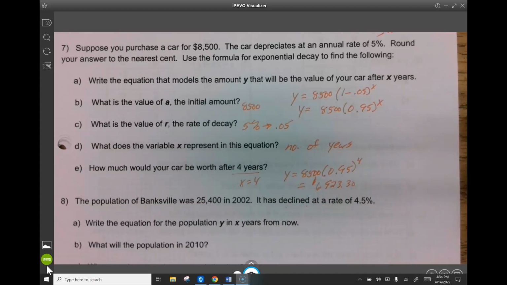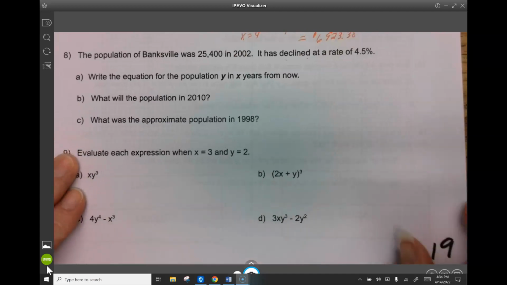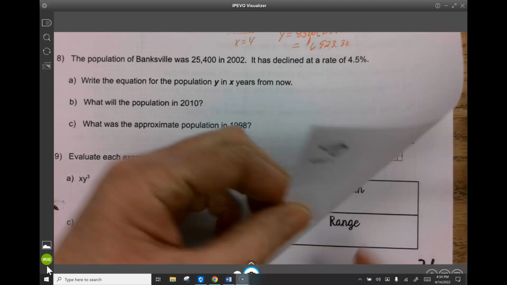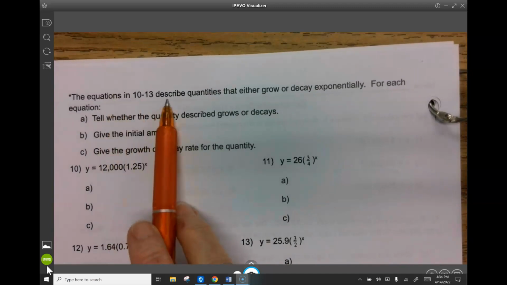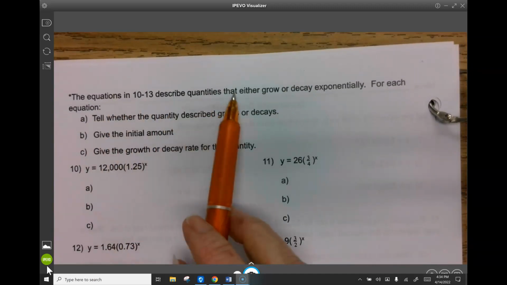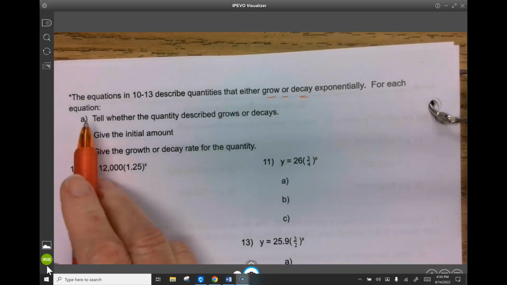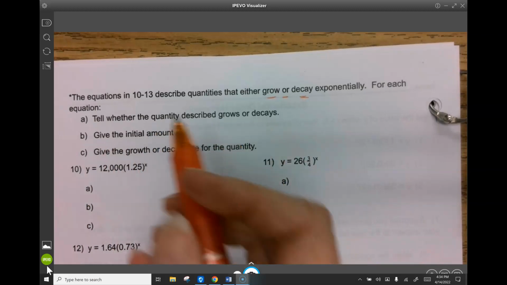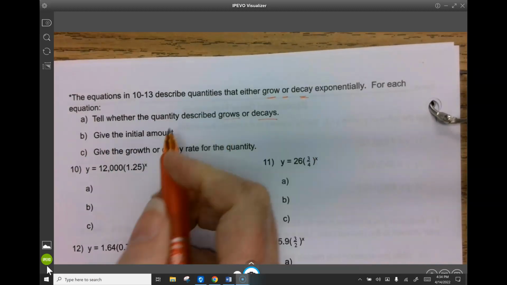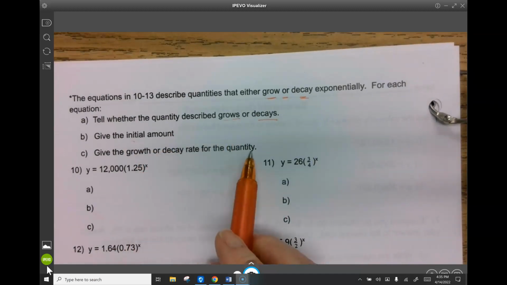You'll do the next one. It's a decline. Follow that. This one, you're just plugging in x and y. It's just a good exercise on how to deal with exponents. So never a problem to practice that. And then the equations in 10 through 13 describe quantities that either grow or decay exponentially. For each equation, tell whether the quantity described grows or decays. So first you have to decide if it grows or decays, then tell the initial amount, and then give the growth or decay rate for the quantity.